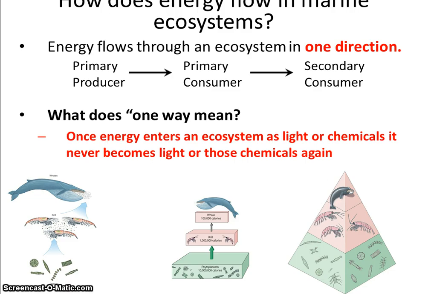Same thing's true for the bottom of the ocean. There's no light, but there are chemicals being released by geothermal springs, underwater hot springs. And those chemicals, just like sugar, have energy. So there's bacteria down there that eat those geothermal chemicals and convert them to sugars. But again, those new sugars never get converted back to those geothermal chemicals. Because energy enters but never becomes the same things again that it entered as, light or chemicals, it's said to go in one direction in an ecosystem. It doesn't cycle.